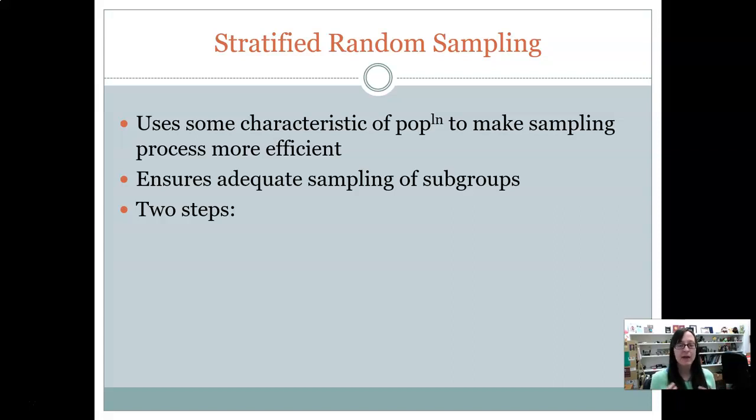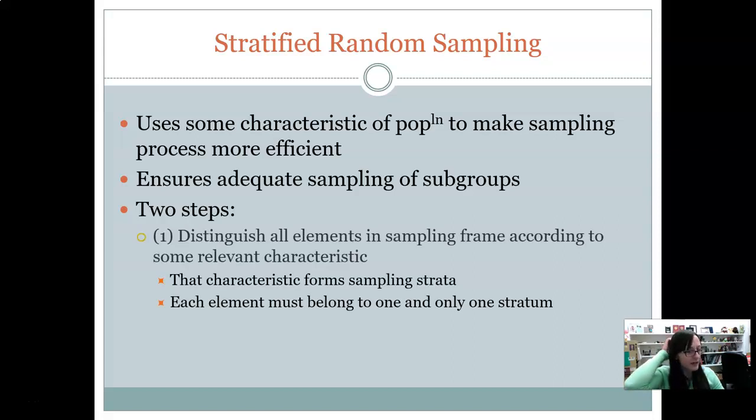So it is a way to almost force representativeness of at least one characteristic, or you can do it for more than one, but it's simplest to do it with just one. It's like forcing representativeness of at least that one characteristic of the population to make sure that it's in a proportion that you want it to be. So there's two steps to do this.